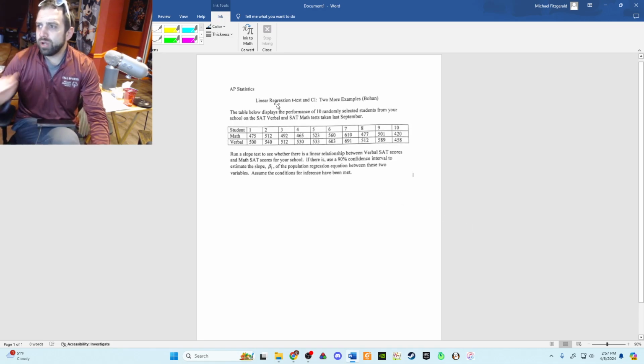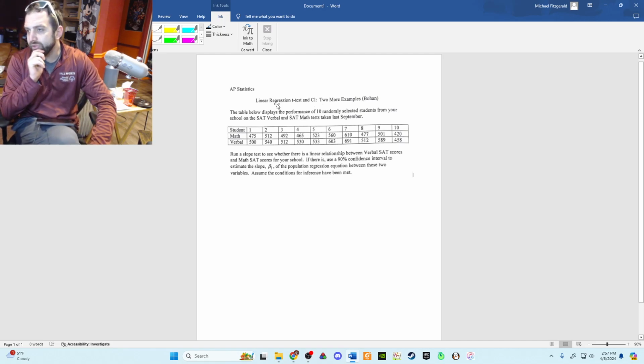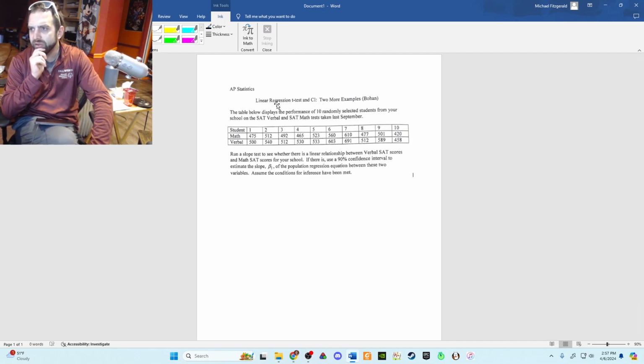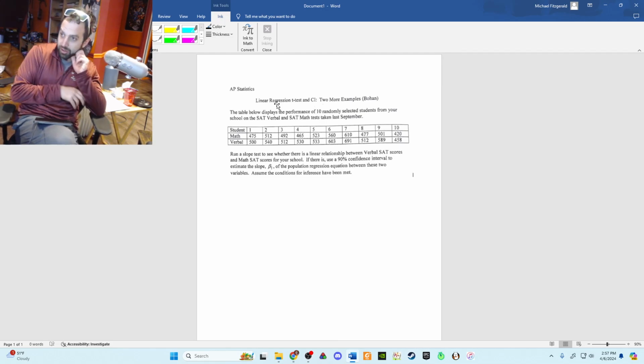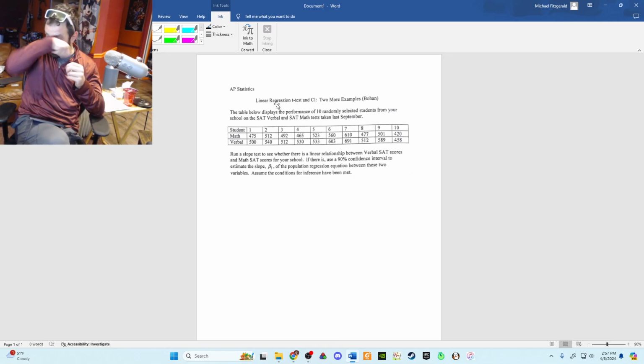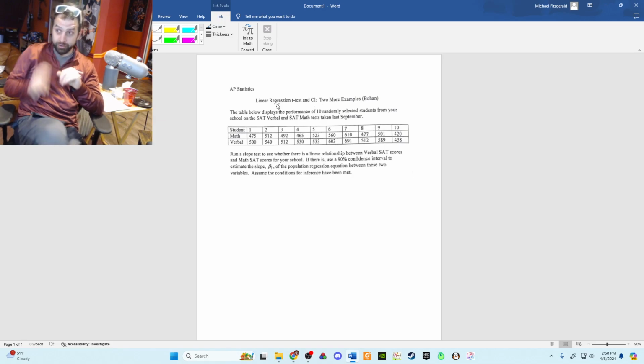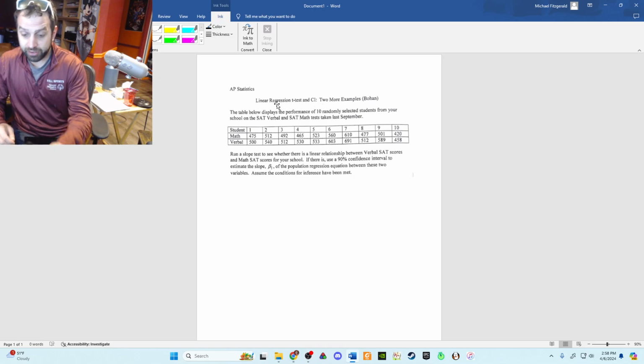Here we're asked to do a regression hypothesis test, and then a subsequent confidence interval given this data here to see if there's linear association between math and verbal SAT scores. First thing I should do is enter this into the calculator. So let me go ahead and do that.